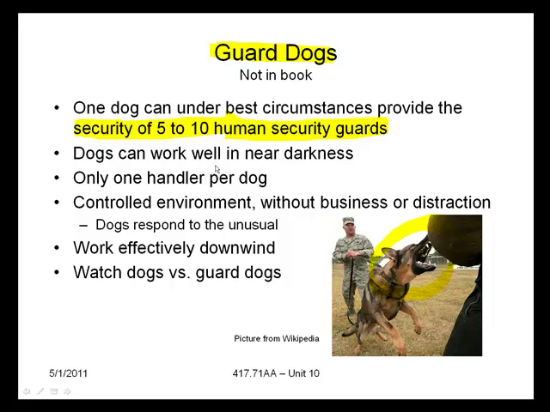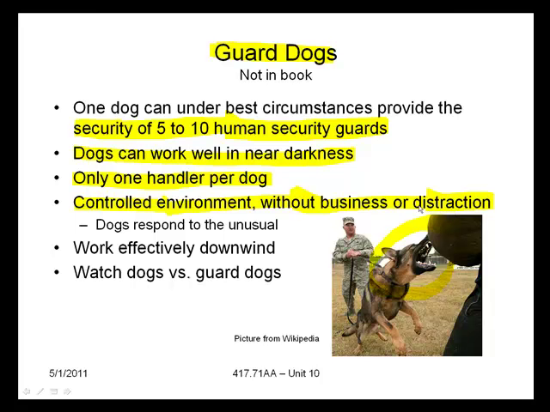They can work very well in near darkness as they depend on a sense of smell and their sense of hearing, and as well tend to see better than humans in near darkness. Some tips for handling guard dogs: there should only be one handler per dog. The dog should have one human that it reports to, that's in charge. They work best in a controlled environment without business or distraction. They don't work quite as well in environments that are busy or crowded with lots of legitimate traffic.